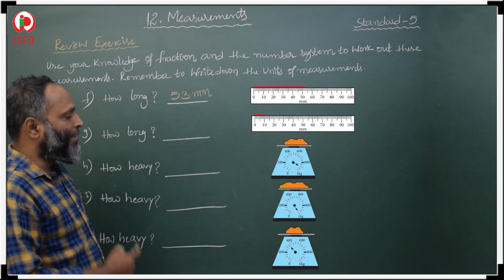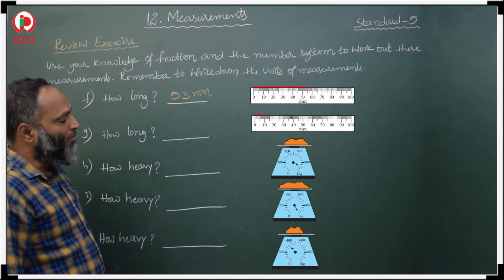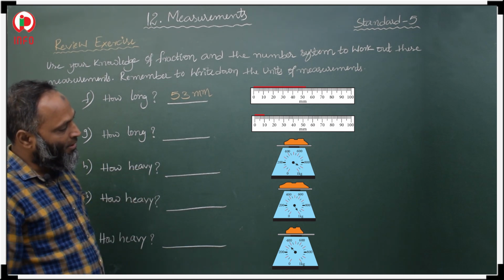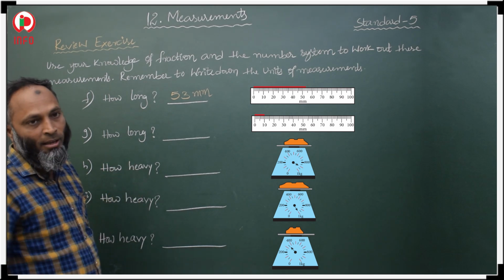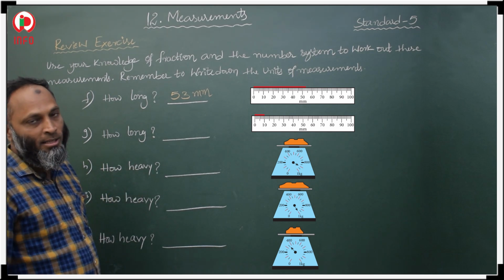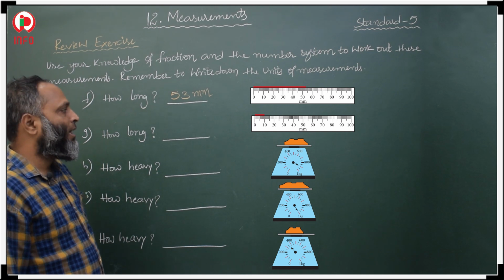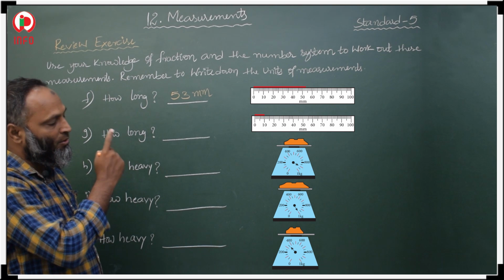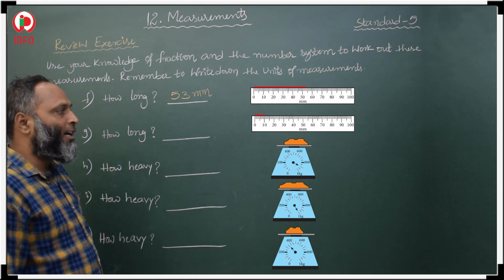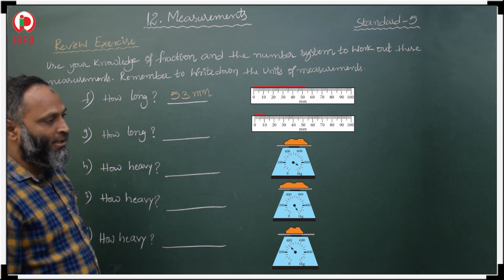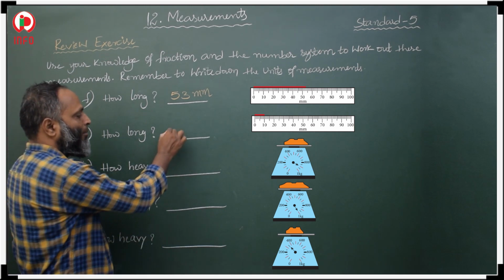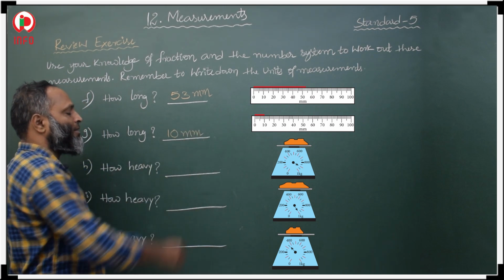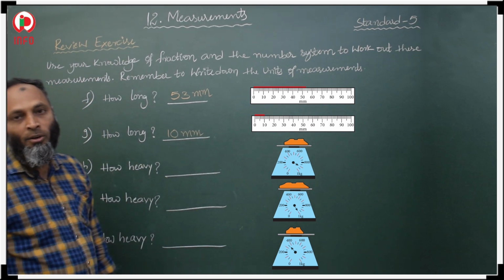In the next one, again a scale is given. In the middle of the scale mm is written, so it means a millimeter scale, and the units are millimeters. The red line is marked from 0 to 10, it means the length of the line segment is 10 millimeters. Okay.